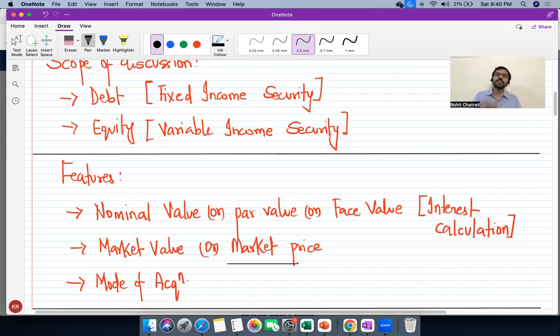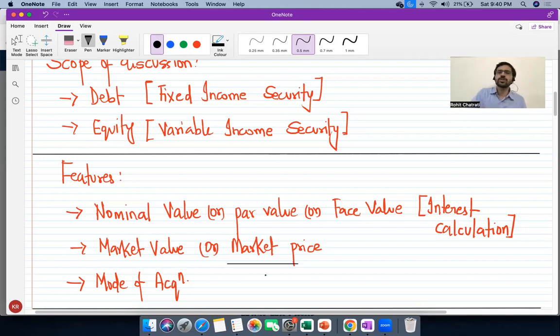And obviously, another feature that you probably already know is we have a concept called nominal value or par value or face value. Nominal value or face value. What I want to clarify is that when you are going and buying an instrument in the market, more often than not, 99.99% of the time, the market price is not going to be equal to the nominal value or the face value.